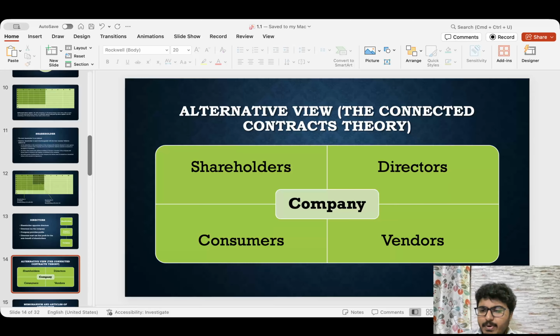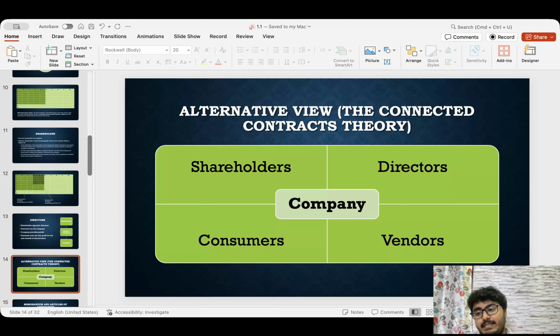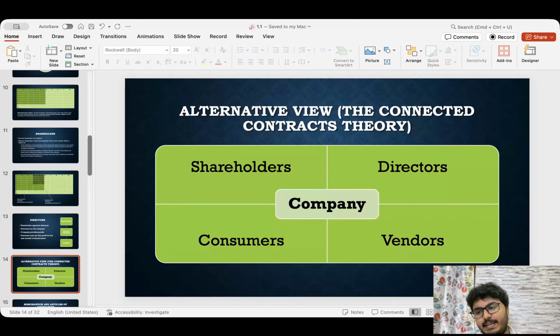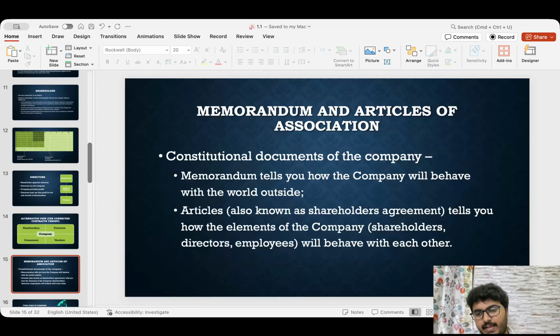Traditionally a company is viewed as an entity that is controlled by the shareholders through the directors. However, the connected contracts theory suggests that a company is a network of relationships involving the shareholders, the directors, the employees, the consumers and the vendors. Therefore, modern corporate governance increasingly considers stakeholder interests beyond only the shareholders. So this is the conflict.